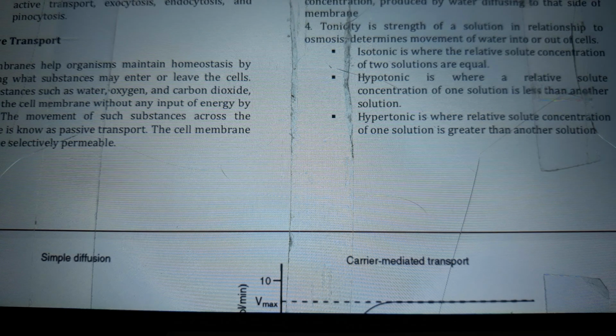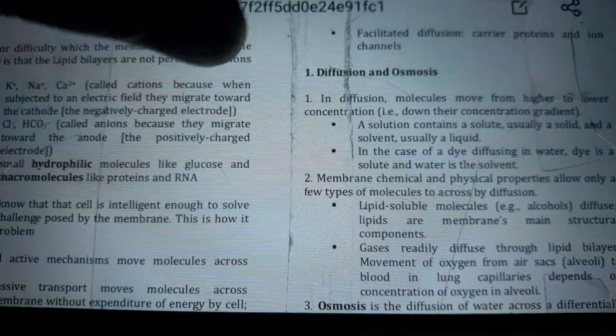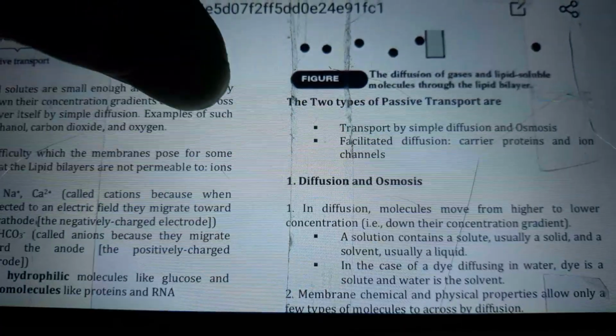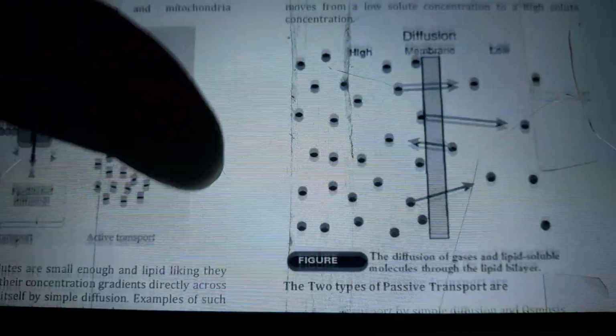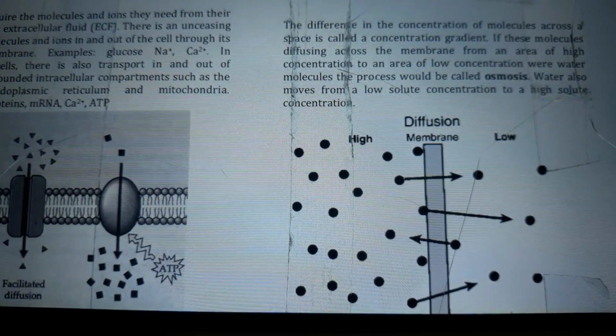The cell membrane is said to be selectively permeable. And the difference in the concentration of molecules across a space is called a concentration gradient. If these molecules diffusing across the membrane from an area of high concentration to an area of low concentration were water molecules, the process would be called osmosis. Water also moves from a low solute concentration to a high solute concentration.